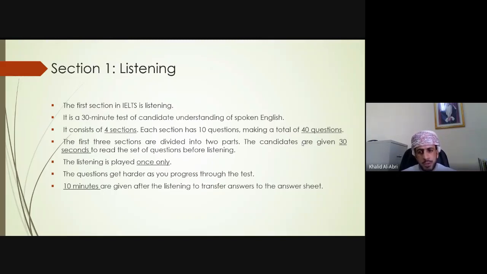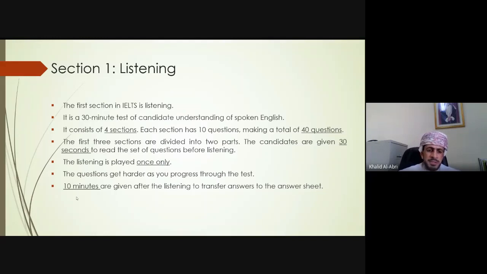Then they will play the recording only once, one time. During that time, you need to write down the answers. There is no second time to listen, so you have to get the answer the first time. Regarding the 40 questions, usually the questions get harder as you move forward. If you move to the second section, the third section, and the last section, the questions are harder than in section 1 and section 2.